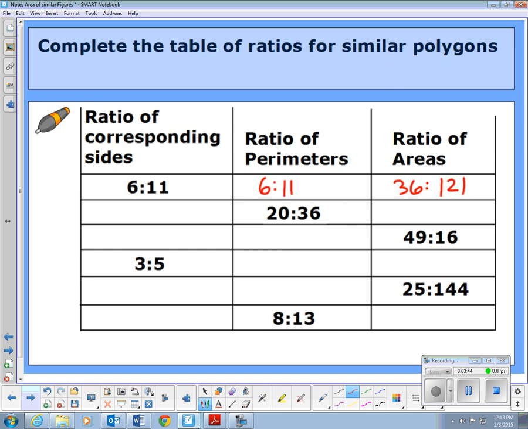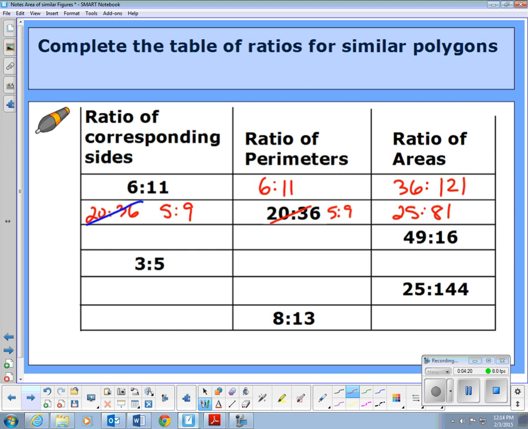If we have the ratio of the perimeters and we want the ratio of the areas, I cannot do 20 to 36. That's not right, because that ratio is not reduced. If I reduce that ratio, I would get 5 to 9. They're both divisible by 4. So this one should have been changed to 5 to 9 once you wrote the ratio. Now if I go to the area one, that'll be 25 to 81. We square that ratio for the perimeters or for the sides.